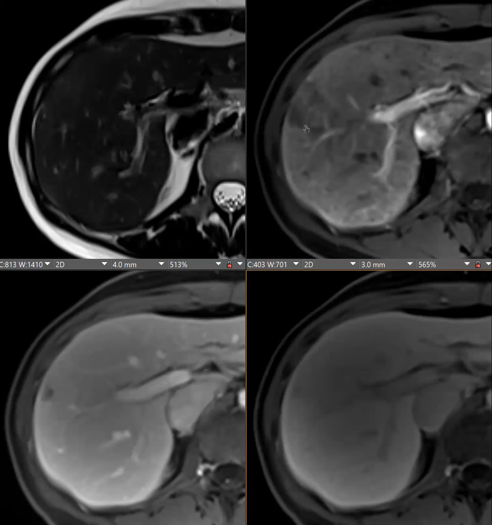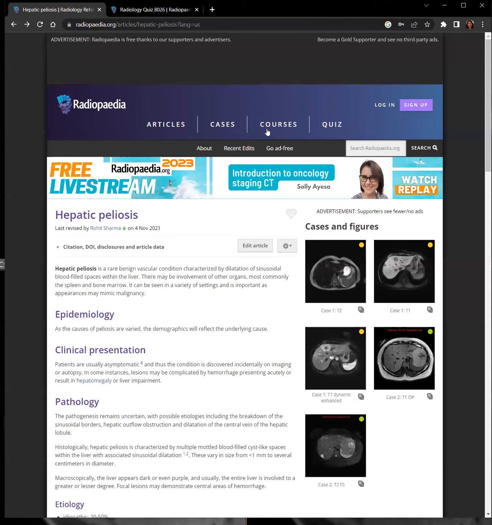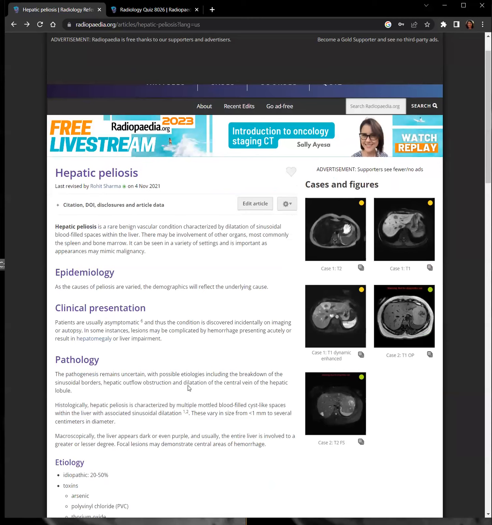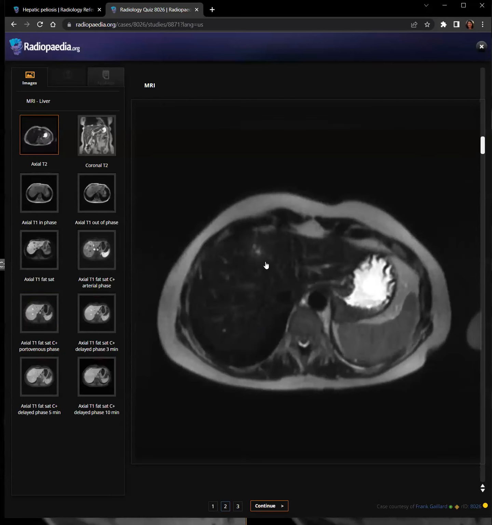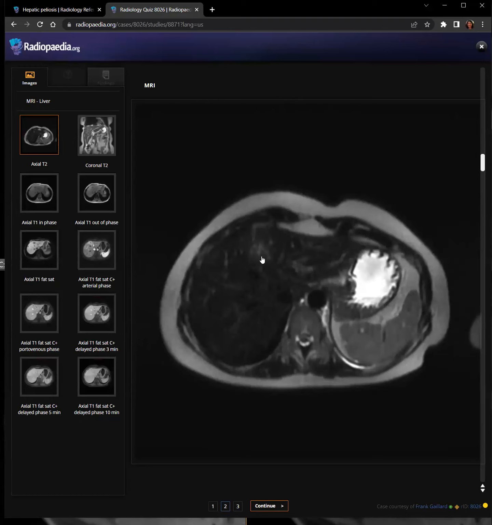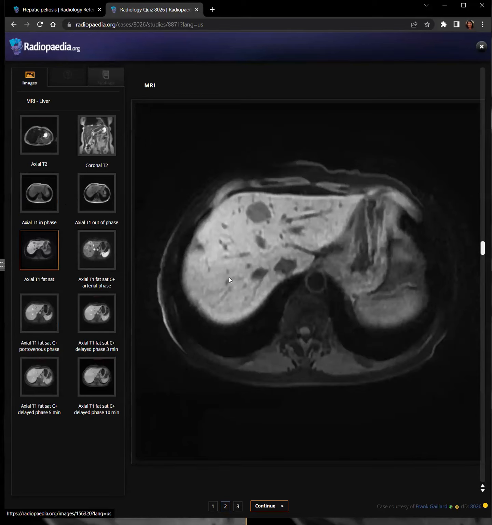I don't think this really is a good classic typical appearance of hepatic peliosis, but it's something to consider. Like I said, it's hard for me to diagnose or put in the differential. I'm still trying to get my head around it, but here's a good example from Radiopedia. I couldn't find a good RadioGraphics paper, but here ours did have that T2 bright areas of sinusoidal distension, dilatation. So that's your T2.